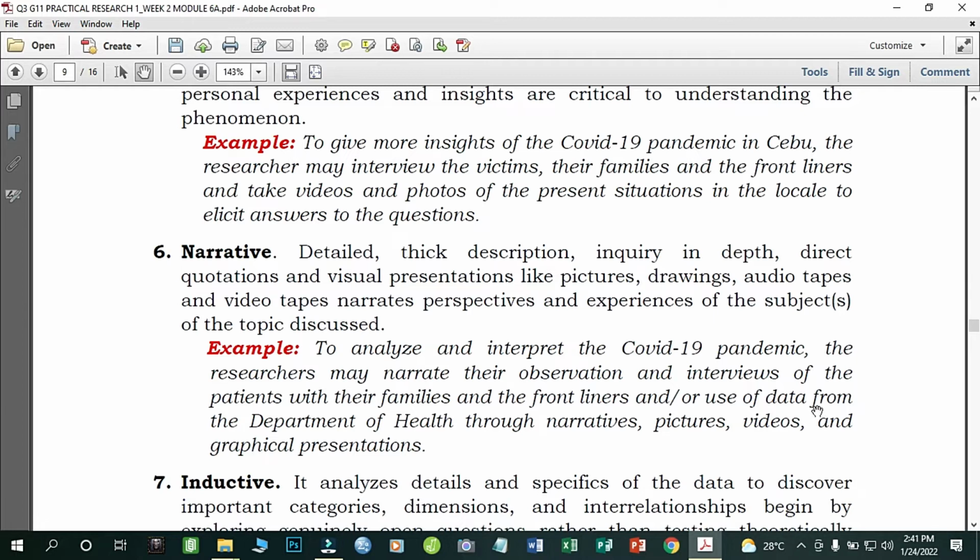Okay, so as a researcher, you may use narration of the events to picture out the situations in your study. Okay, this is important in qualitative research because we're going to picture out or give a clear, vivid illustration of the experiences of our participants.